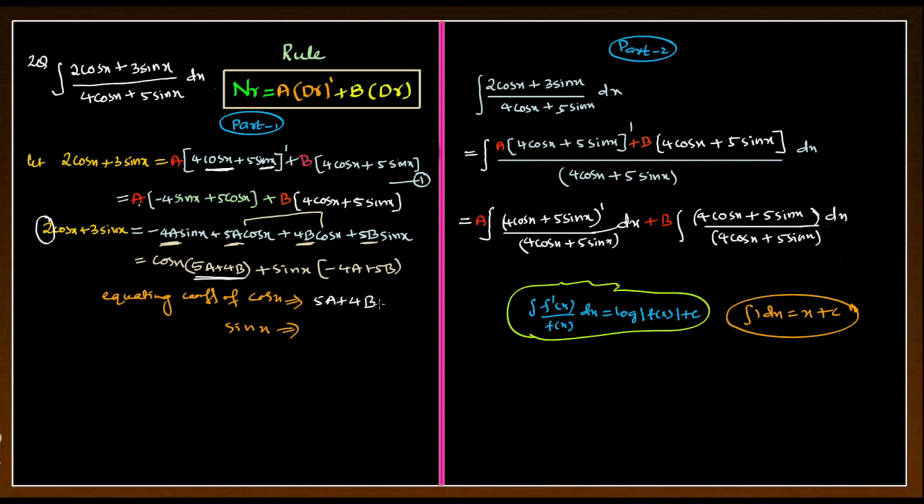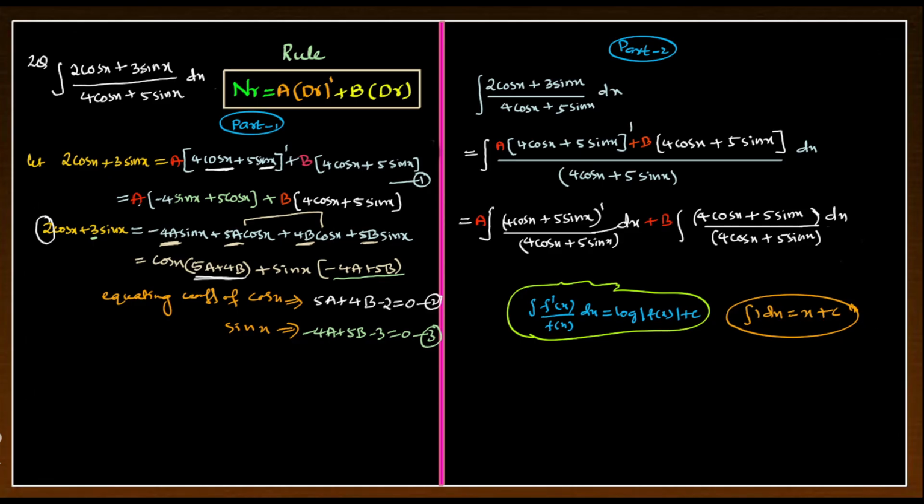If you write it here, this will become minus 2. Comparing both sides, the coefficient of cos x is 2. If you write it here, this will become 5a plus 4b minus 2 equals 0. Equation 2. Similarly, if you compare the coefficient of sin x on both sides, the sin x coefficient on the right side is minus 4a plus 5b equals 3. This 3 becomes minus 3 equals 0. Consider it equation 3.